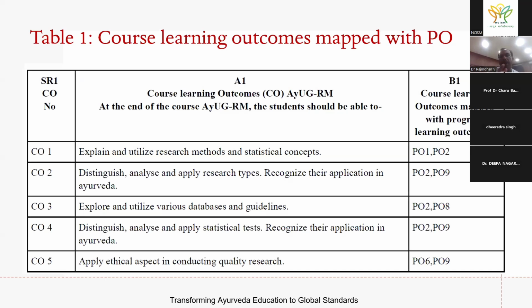Again, you should be able to understand some of the ethical aspects in conducting quality research. Why is ethics needed? What are the ethical principles? What are the facilities available in an institution to conduct research? What do we mean by an ethics committee, and what is the composition of an ethics committee? These are some of the simple objectives we have put here for this syllabus.